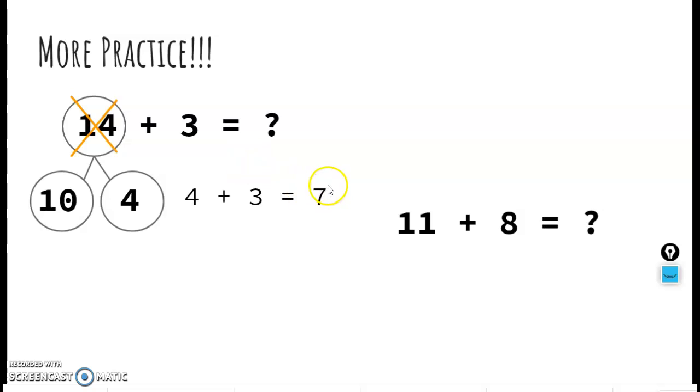So 4 plus 3 equals 7. Then I'm going to cross them off because I've already used them. And I still have this 10 left here at the end. So step number 3 is add on the 10. So I have 7 from the last answer, 4 plus 3 equals 7.